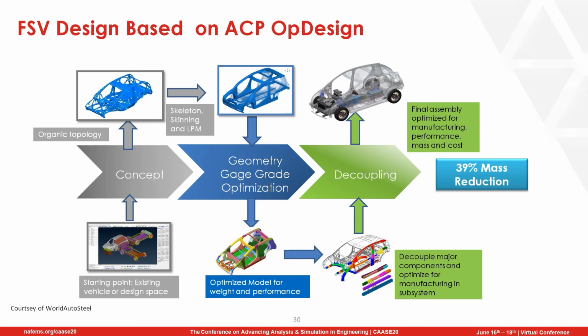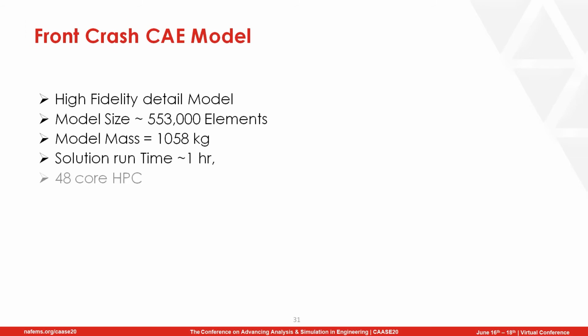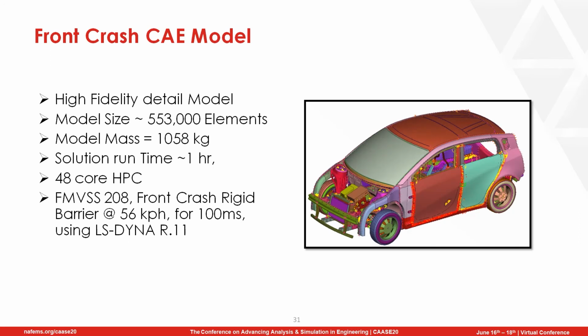For our study and our purpose, we are just going to take one of the high fidelity designs and perform the frontal crash on that, and see how we can reduce the parametric optimization timing that took us 150 or 200 runs, using Lunar. Let's talk about the CAE model that we use for this study, which is the frontal crash model with about 500,000 elements, about 1,000 kilogram mass, and the simulation time using a 48 core HPC was about 1 hour. So we can estimate how long it will take if we are using 150 runs. And this simulation is just for the FMVSS 208 front crash rigid wall impact.